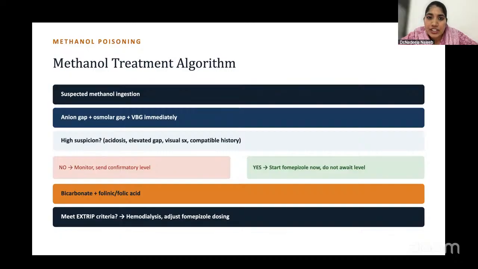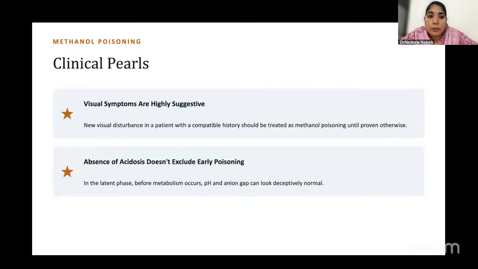If the patient meets EXTRIP criteria, start the patient on dialysis. If visual symptoms are present, do not hesitate to start treatment for methanol poisoning. Absence of acidosis does not exclude early poisoning. Patient can still be in the latent phase.